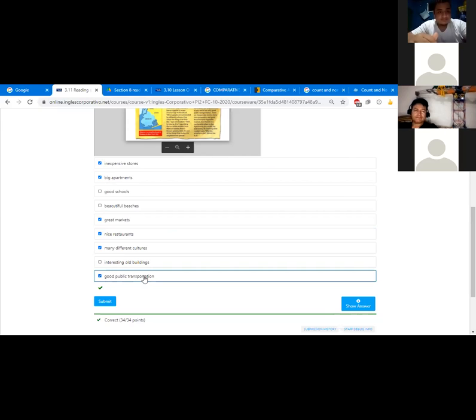Is there a good public transportation in San Salvador? No, there isn't, right? Where in Latin America is there a good public transportation? In which countries? I think so in Costa Rica. Costa Rica, uh-huh. What else? Chile, too. Chile, okay. Where else?